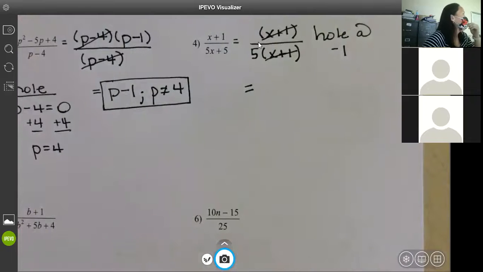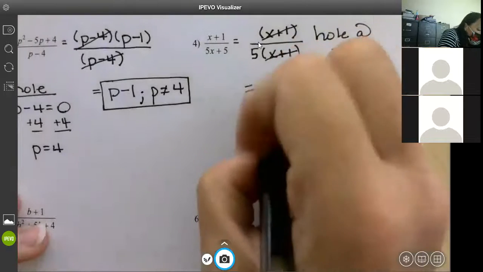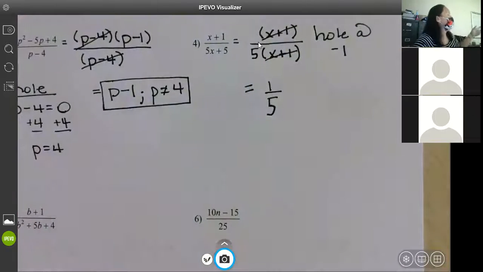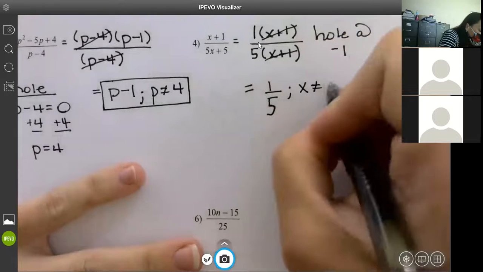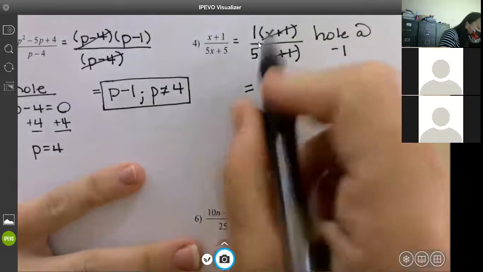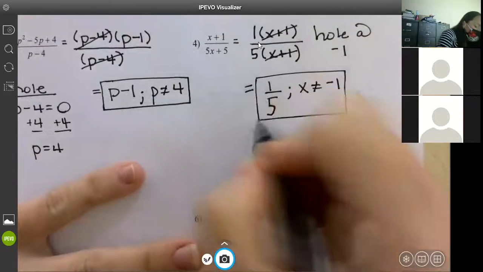What is our final answer though? What did we not mark out? The 5. And where is that 5? It needs to stay on the bottom. So what do I write? Yes, 1 over 5. Perfect. So watch that. That's where most people make mistakes. They'll just put a 5 instead of putting 1/5. So make sure that you go back and put that 1 up there if you need to, and then know that it's 1/5. But x cannot equal what? -1. That's your answer.